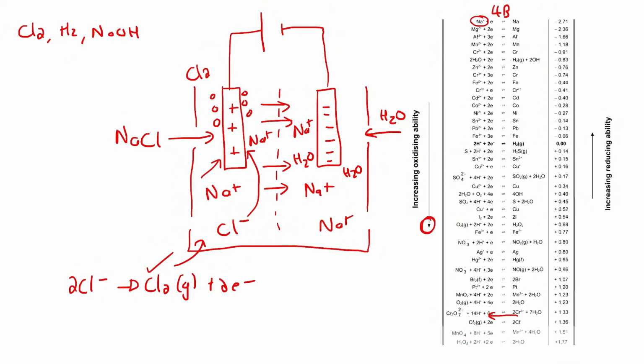So the reaction that's going to take place at this electrode is not going to be the Na+. It's actually going to be this water reaction going in that direction. So it's going to be 2H2O plus 2 electrons, giving us hydrogen gas plus 2OH-. So there we've produced another gas, so we're going to see bubbles over here.